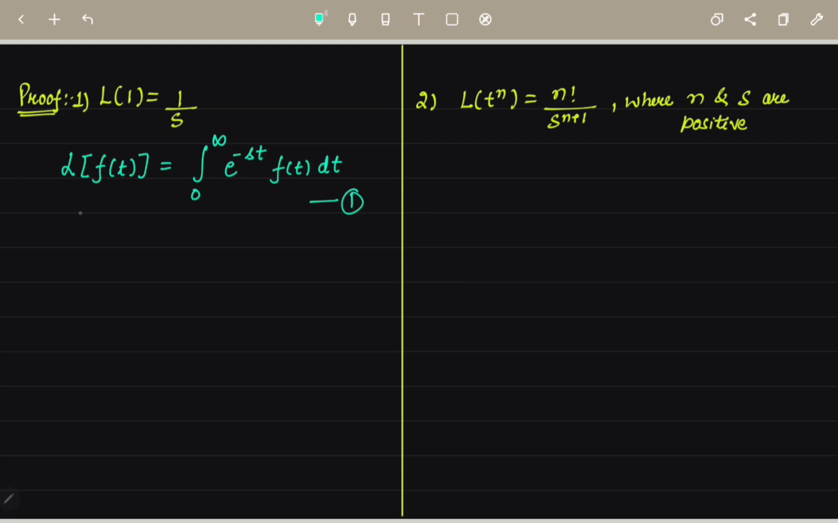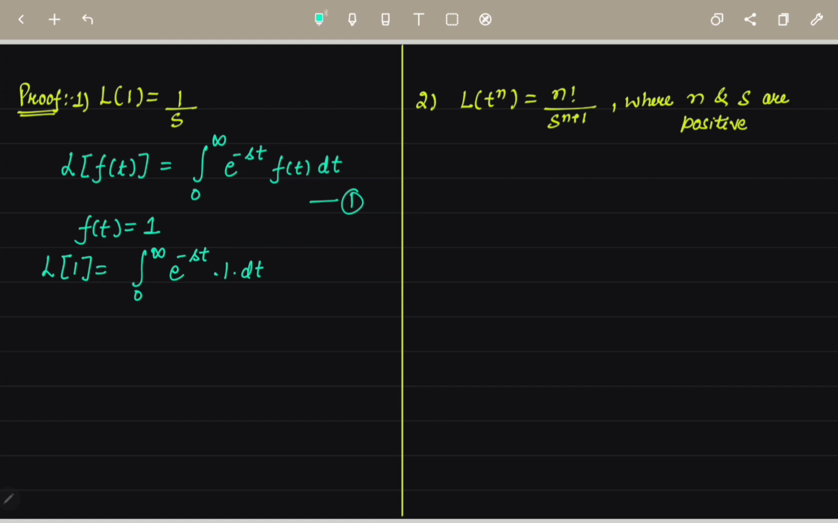So now here, what is f(t)? Here f(t) is equal to 1. So I will put this value in equation 1. So I will get the Laplace transform of 1. This is equal to the integral from 0 to infinity of e raised to the power minus st into 1 into dt.